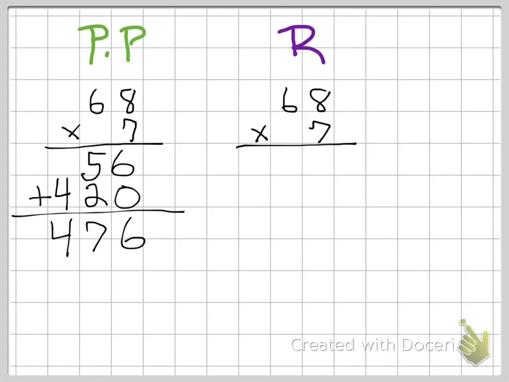7 times 8 is 56. Put the ones place down, carry the tens place over to the tens place. I'm multiplying 7 times 6, which is 42, and I'm going to add 5 to 42. 42 plus 5 is 47.